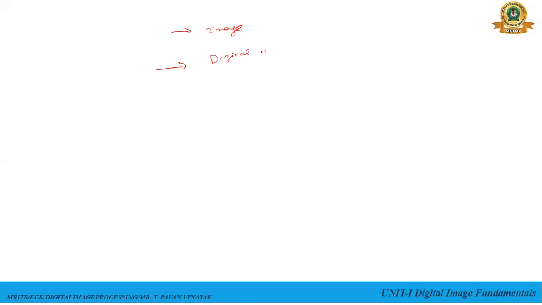So till now, what did we learn in today's class? What is an image? Next, what is a digital image? Next, image processing. And what are the levels included in image processing?